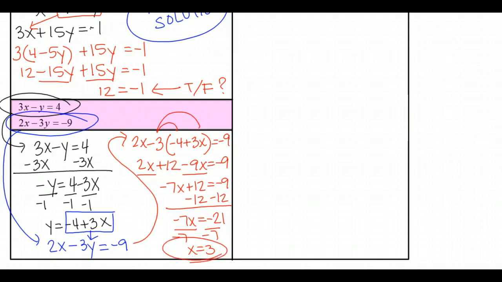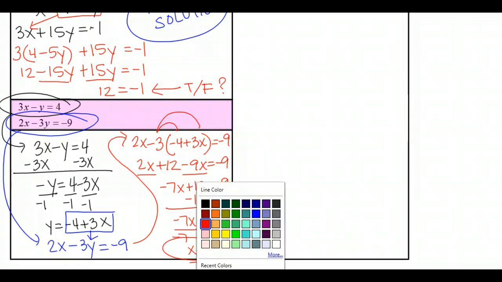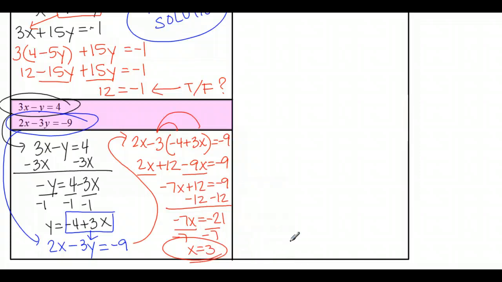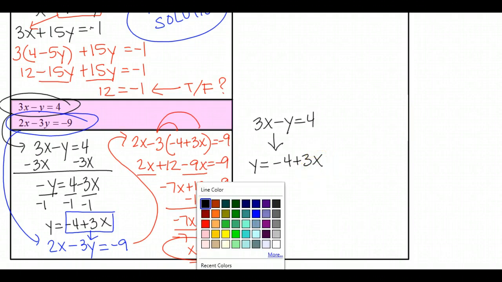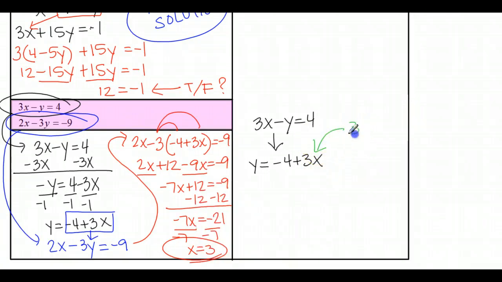Now, we've got x equals 3, but we still need to find y. So, go back to the equation that we started with. In this case, we started with the top equation, 3x minus y equals 4. And remember that we solved for y and got y equals negative 4 plus 3x. Let's go ahead and take the value of x, which we now know is 3, and plug it in. Now, it wouldn't matter if you did that with this equation or if you did that with this equation. The only difference is that if you start with this equation, you're going to have less work.